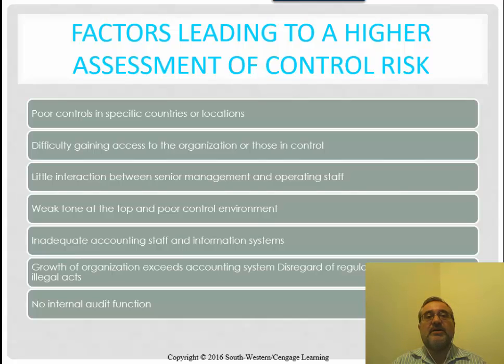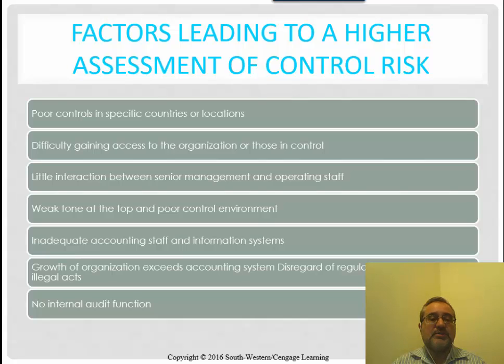Factors leading to the assessment of a higher level of control risk. And again, keep in mind that the greater intensity and quality of internal controls established by management is going to lower the control risks. So when we think about high risk, a couple of things that we're considering are poor controls in specific countries or locations, difficulty in gaining access to the organization or to those in control, little interaction between senior management and the operating staff, a weak tone at the top and poor control environment. Again, back to that COSO model that is absolutely critical for us to understand as we are assessing the organization. Inadequate accounting staff and information systems. The growth of information that exceeds the accounting department, or disregard of regulations for the prevention of illegal acts.